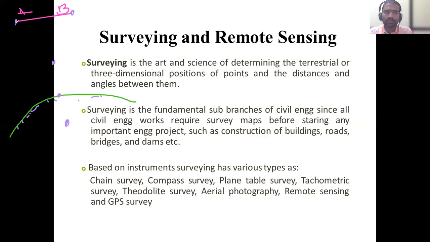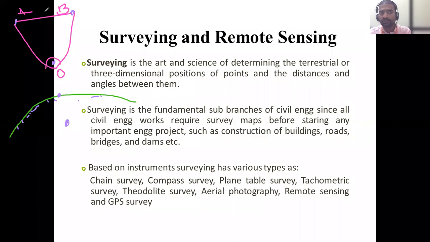If I want to calculate the angle between these two points with respect to another observer, there is an observer here at O. I want to calculate this angle between A and B with respect to O. That is your angular measurement, direction. Linear measurement means only distances. Angular measurement means only angles. That's what he is discussing. Surveying is the art and science of determining the terrestrial. Terrestrial means on the ground.